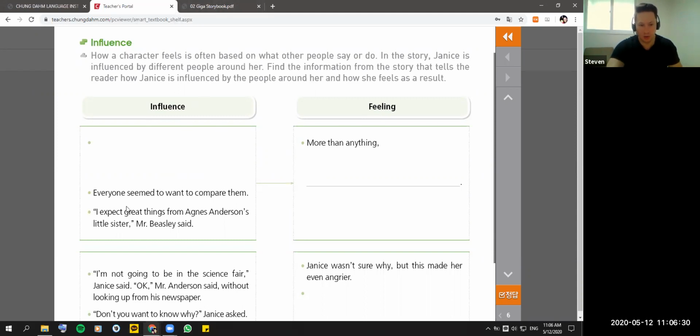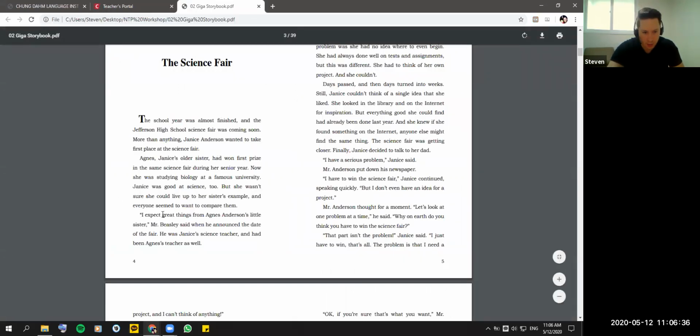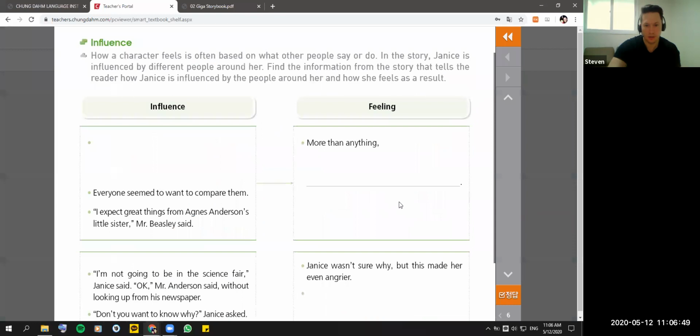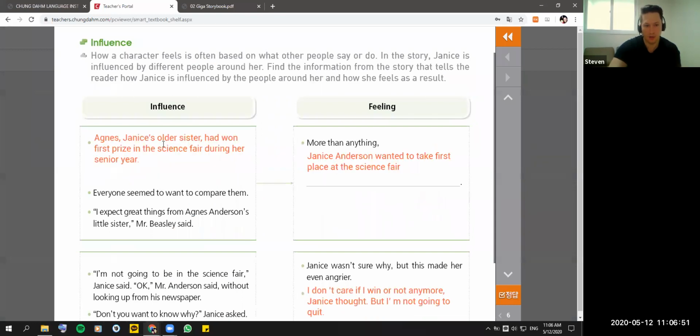And if I go and look for these, everyone wanted to compare them. I expect great things from Agnes Anderson's little sister. You can find that pretty quickly right here. All right. And then everyone seemed to want to compare them. So you can steer the students in that direction, let them scan and find these things in order to get the answers. Okay. Your job is to make sure that the students are getting these answers correct and understand why, obviously. So walk them through this.